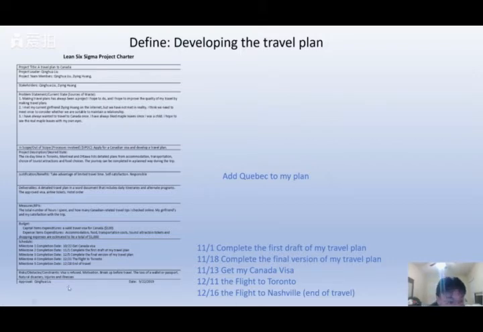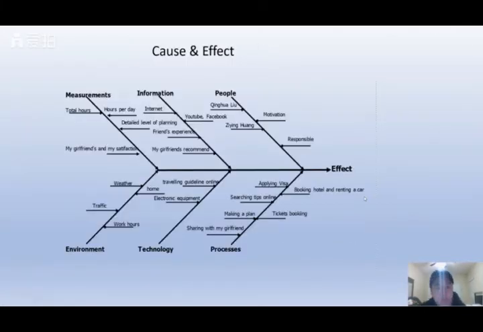And the risks here are the visa being refused, motivation, breakup before travel, the loss of the wallet or passport, natural disaster, and injuries and illness. And here is the cause and effect. There are 6 causes that contribute to the effect: measurements, information, people, environments, technology, and processes.